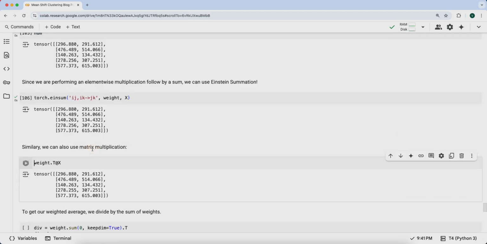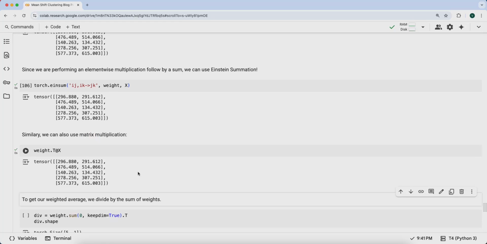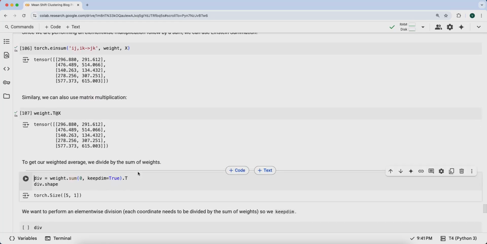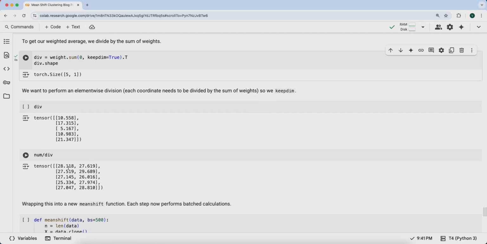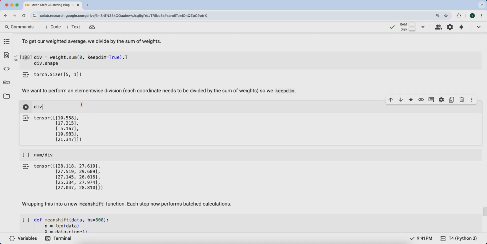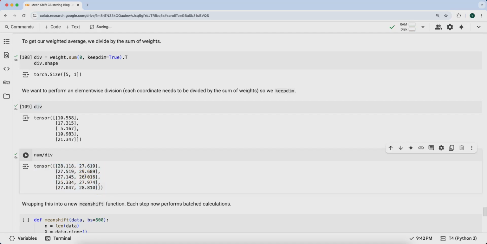I can do the matrix multiplication with a transpose so that dimensions align accordingly, and that gives me the same result. And finally, I can divide by the sum of weights. Here I have to transpose it so it's in the right dimension, so I can broadcast this single unit axis across both pairs of coordinate axes in my numerator. And we get our final weighted average single update points. So the first 5 points in our data set have now been updated, and we've done it in a batched way so we can utilize our GPU.